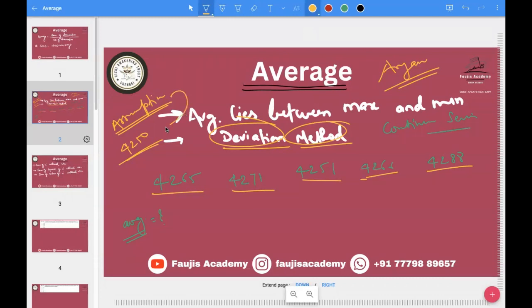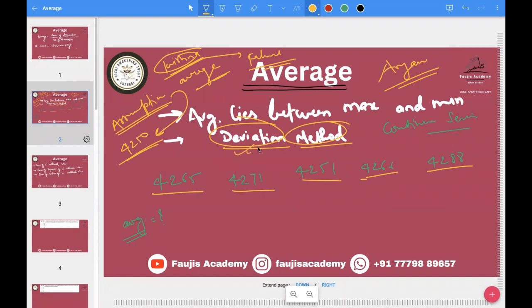Because this is an assumed average, no? This is not the right one, not the correct one. Right, Krishna? Your observation was spot on. The average can never be 4250 in any circumstances. It has to lie between 4251 and 4288. But this is our assumption, sir. Yes. Now, let's try to find this.